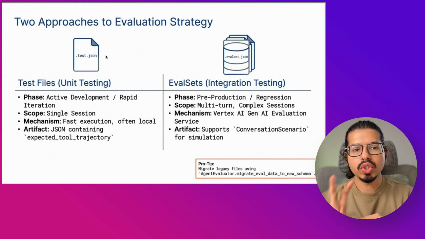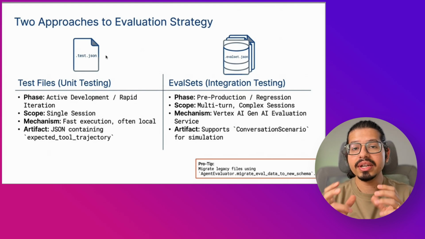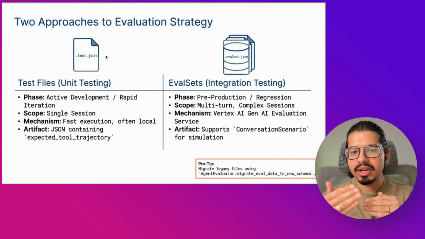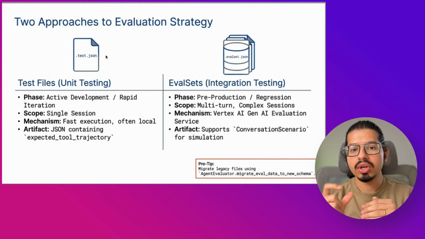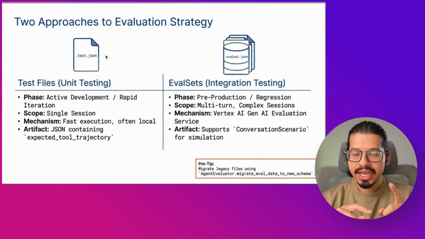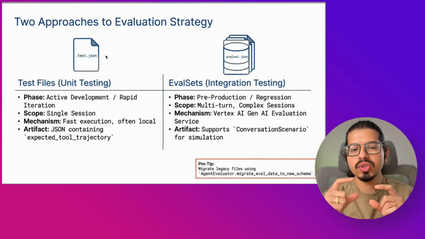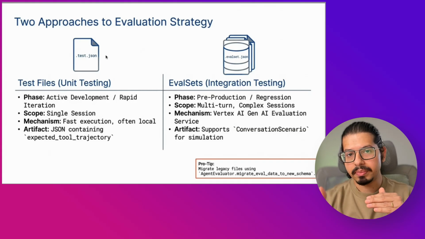ADK supports two evaluation approaches. The first one is the test files, and think of this like unit tests for agents. Now these are individual files that you can have with the extension .test.json. Each file can have a single session, and this session is not too complex. It may be a multi-turn conversation, but it's not too complex. And this approach is typically used during active development.